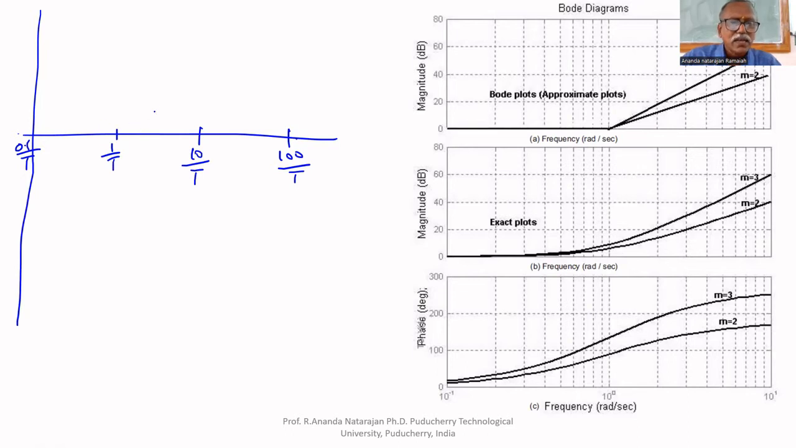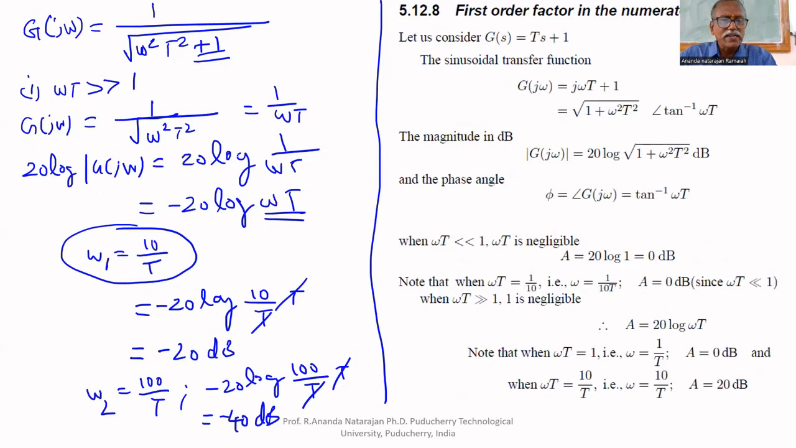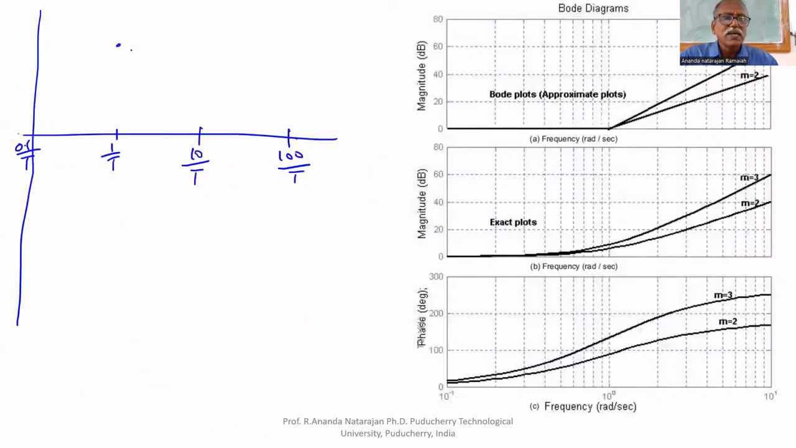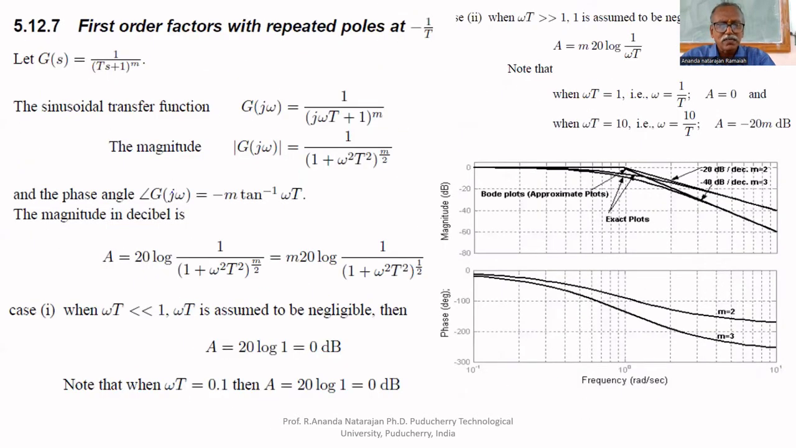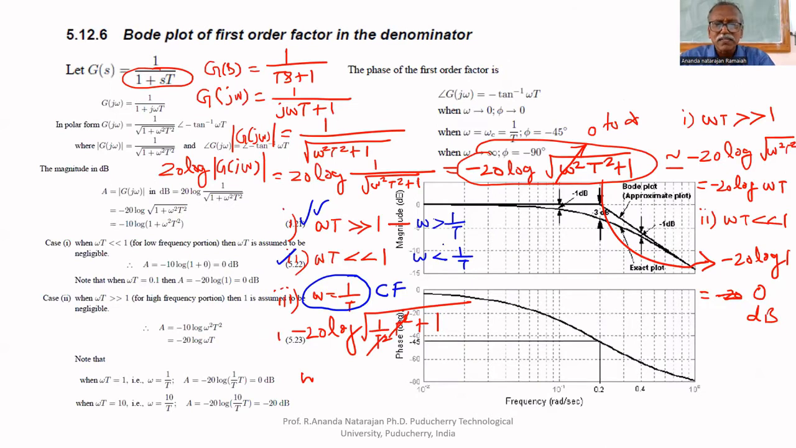After 1 by tau, at 10 by tau, its value is minus 20 dB. At 100 by tau, it is minus 40 dB. Therefore, it decreases at the rate of minus 20 dB per decade. Less than 1 by tau, it comes under this other category.